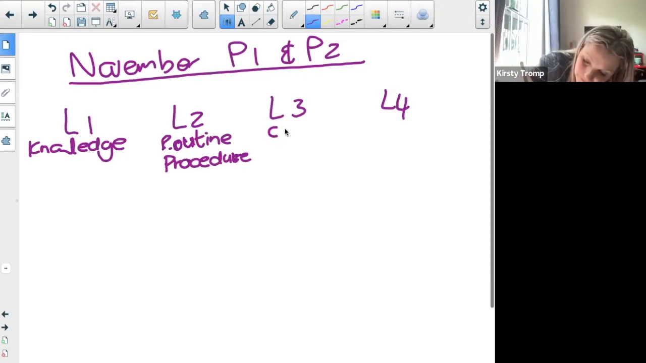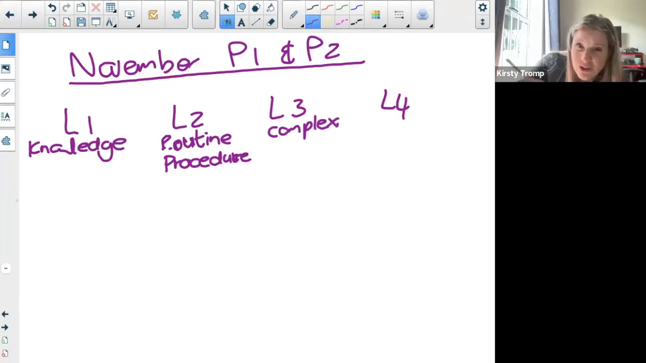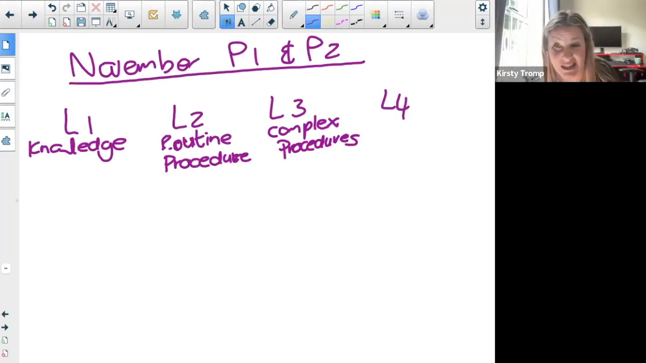Level 3, now you're getting a little bit more tricky. So these are your complex procedures. These are problems involving complex calculations, okay? There's no obvious route to the solution, right? Problems need to be based on a real world context, okay? They could involve making a significant connection between certain issues, all right? And they require some sort of conceptual understanding.